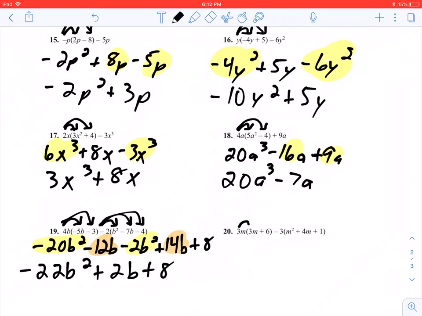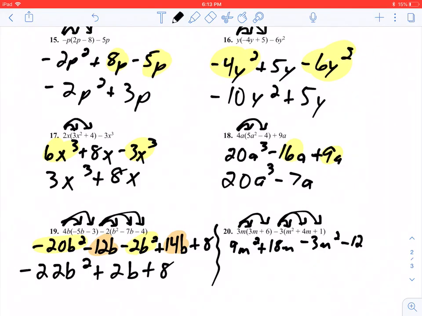Now this 3m has to distribute. This negative 3 has to distribute to all three things. So we have, for this one, 9m to the second plus 18m. So that's distributing the 3m. Now the negative 3 in the second part has to distribute to everything. So it's negative 3m to the second minus 12m minus 3.